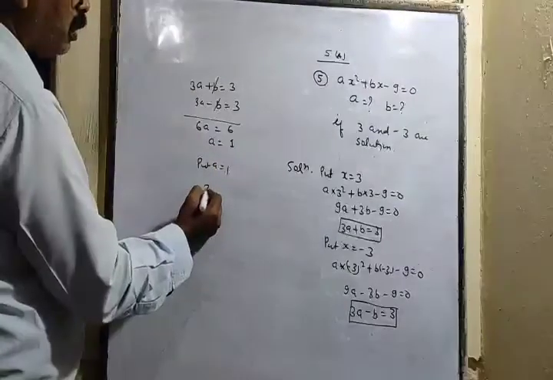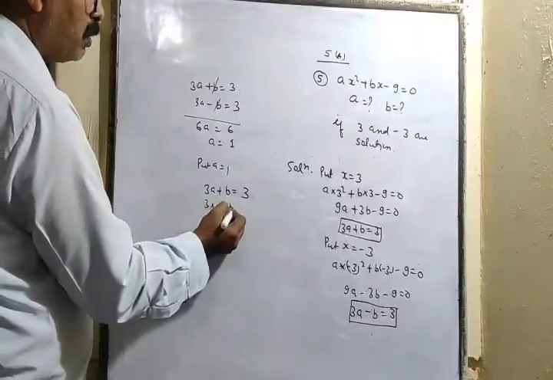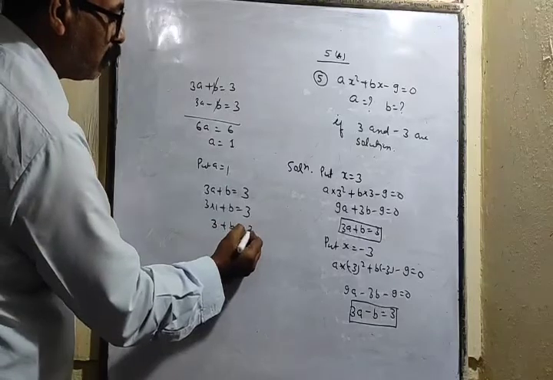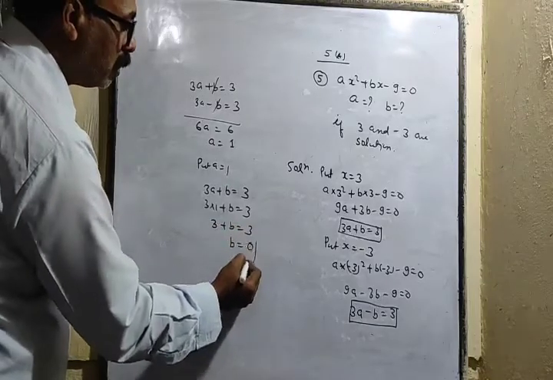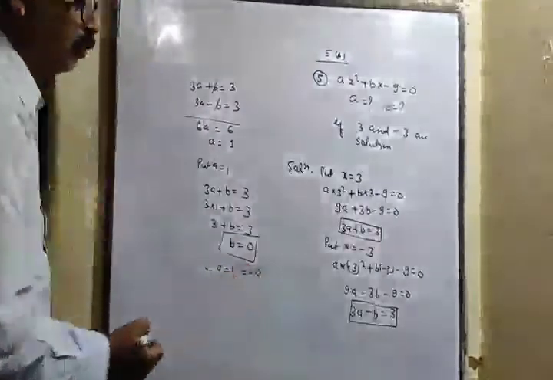When we put a is equal to 1 in any of the equations, consider you have taken the equation 3a plus b is equal to 3. So 3 into 1 plus b is equal to 3. So 3 plus b is equal to 3. So b will come out as 0. Hence a is equal to 1, b is equal to 0.